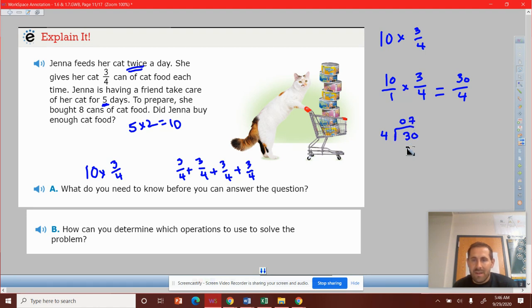And 4 times 7 was 28. So 30 subtract 28 is 2. We have a remainder of 2. Or in other words, we have 7 and 2/4, which is 7.5. Okay? So what that tells us is we would need 7.5 cans of food. So this friend left 8 cans of food. Did they leave enough food?